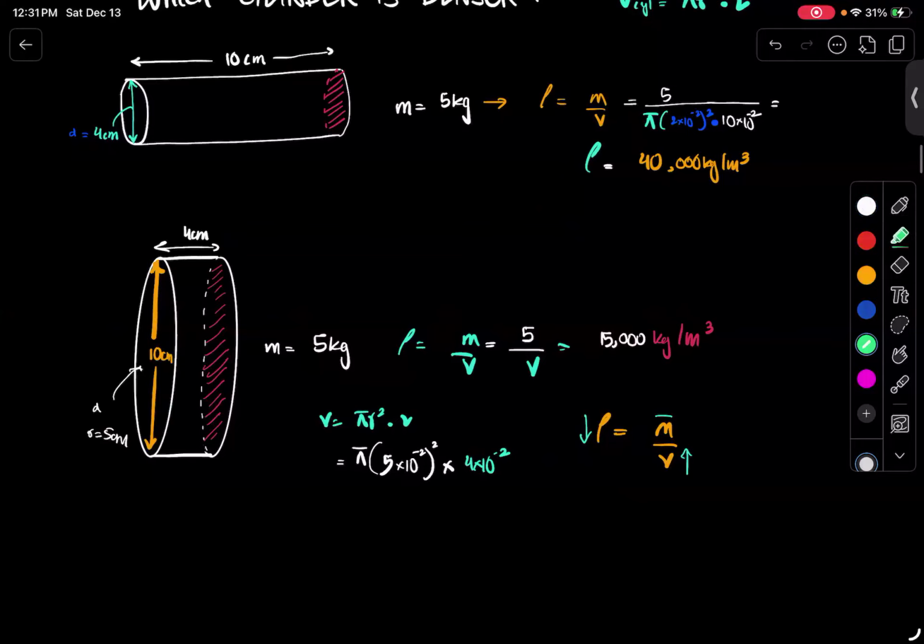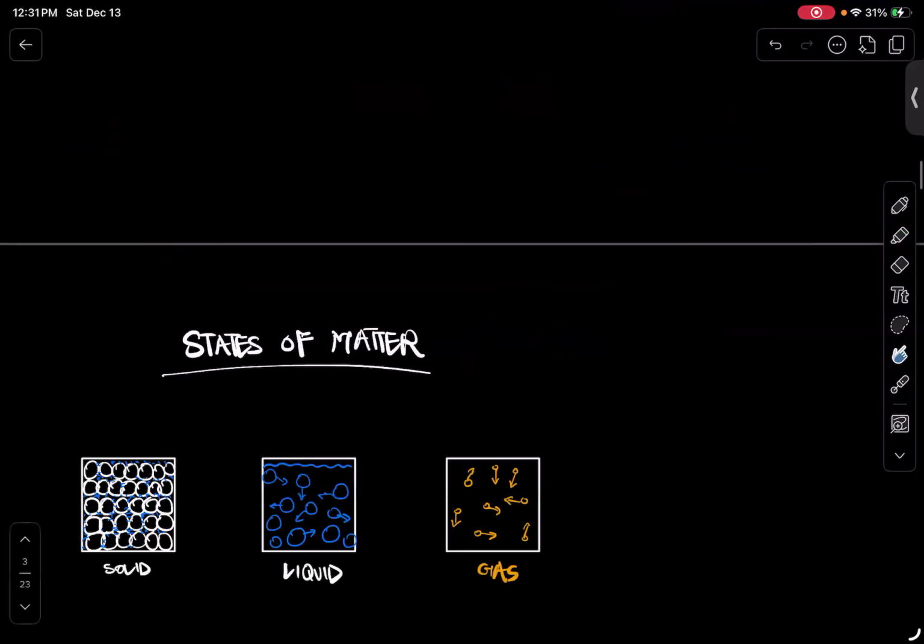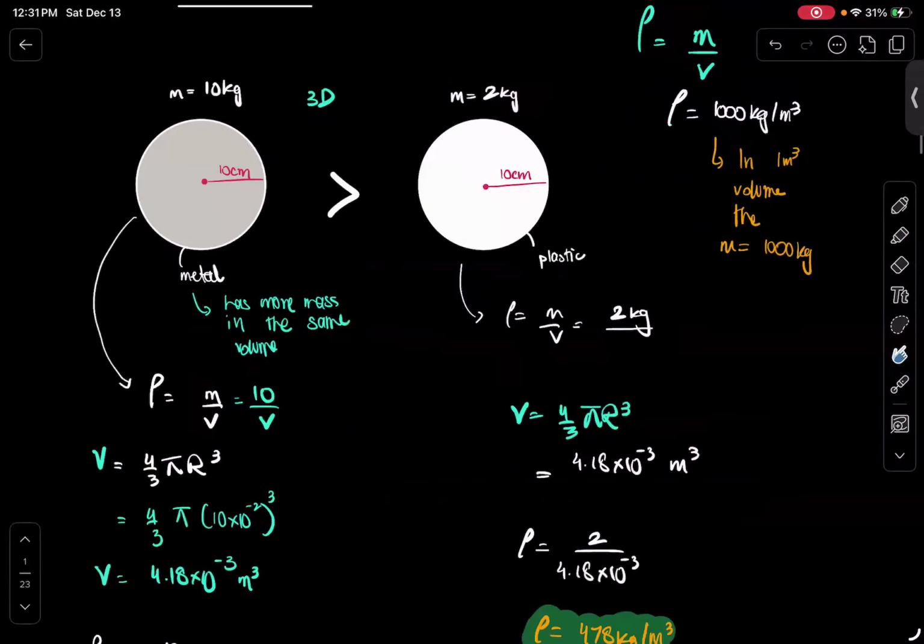But we can clearly see by calculation that this cylinder is supposed to be more dense. Okay, sounds good. Any questions so far?